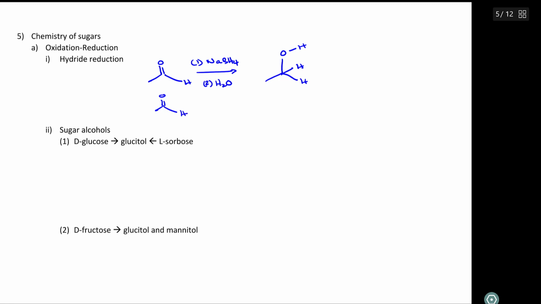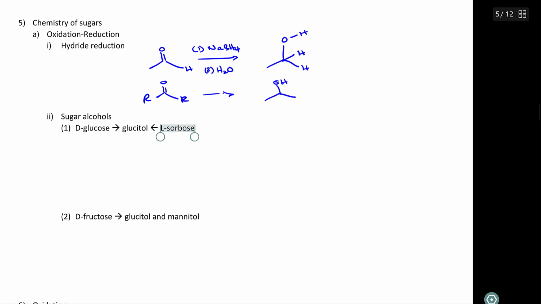Aldehyde, ketone, same arrow. You'll end up with that being converted into an alcohol. So that is a hydride reduction. It's a very common reaction in organic chemistry to do that, to get primary or secondary alcohols.